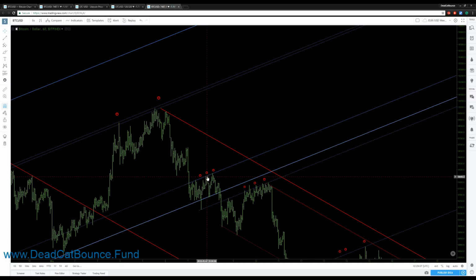Again, the same area, a little bit higher in terms of price, but in the same area in terms of the slope. Then the price reverses back down and finds support back on the same support level, and then we move back up and we find resistance on the same level for the fourth time.